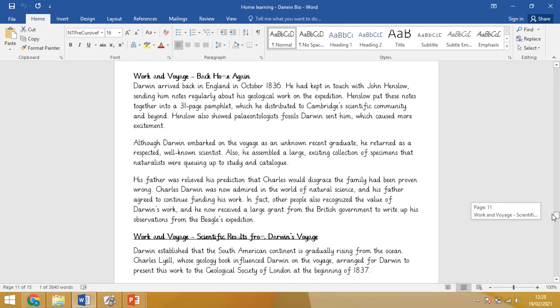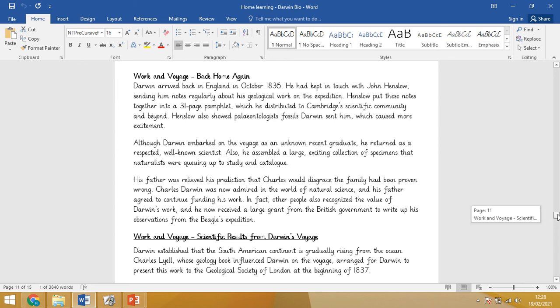So when he arrived back in 1836, he presented to the scientific community on lots of different fossils and things like that, and he sent these things home as well during his voyage. By the time that he returned home, when he left, he was very much unknown, but by the time he returned, lots of people knew about him because of the things that he discovered and the ideas that he was putting forward.